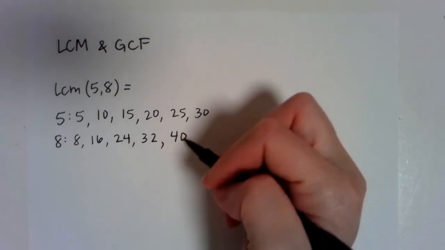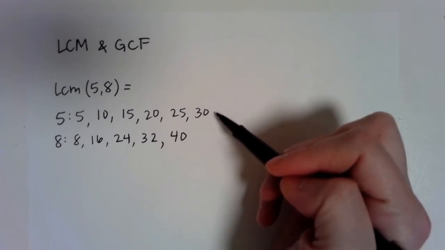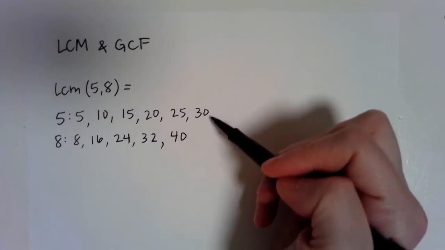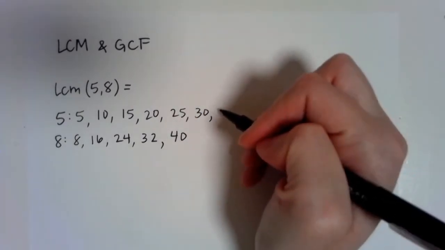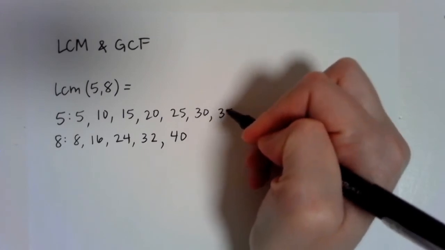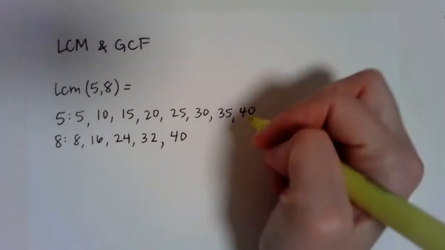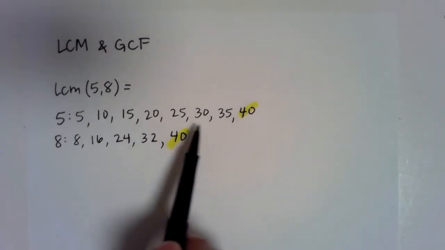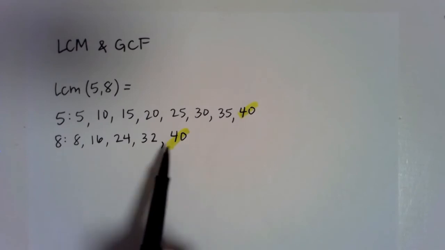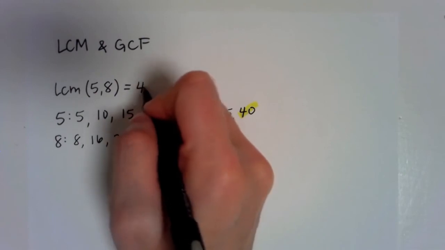Oh, I've noticed that I made it to 40 with my multiples of 8, and I'm not quite there yet with my multiples of 5, so I'm going to keep going with my multiples of 5 and see if I can catch up to 40. So 25, 30, 35 would be the next one, and then 40. And oh, would you look at that? It looks like 5 and 8 have 40 in common. And let's just double check to make sure they don't have anything lower than 40 that's in common, and they don't. So the least common multiple between 5 and 8 is 40.